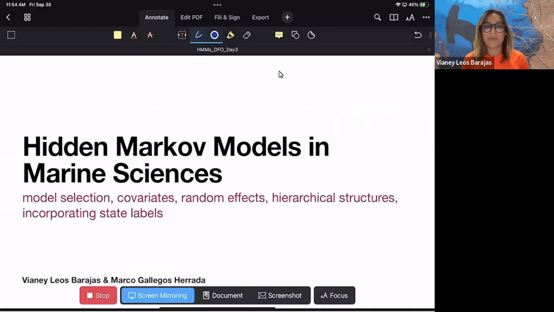Hello, everyone. This is day 3, or lecture 3, of hidden Markov models in marine sciences. I'm going to cover model selection for hidden Markov models today, including covariates, accounting for heterogeneity using random effects, additional hierarchical structures, and incorporating state labels.